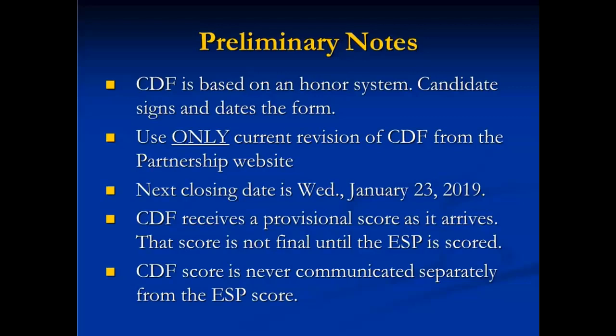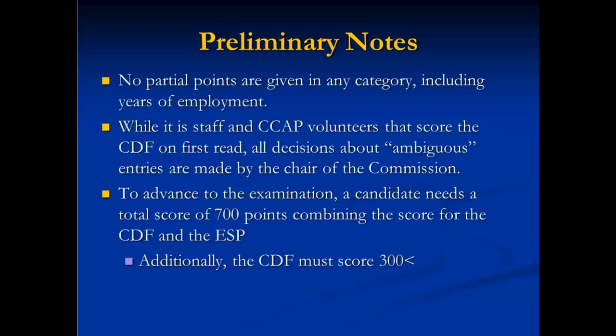That being said, to a large measure, a candidate can well estimate what their own score would be on the candidate data form. The scoring points are notated in the form itself. No partial points are given in any category on the candidate data form. That includes years of employment. That's important to note. While it is the staff and CCAP volunteers that score the candidate data form, if there's an ambiguous entry that's not clear how that should be evaluated, that decision is made by the chair of the commission.